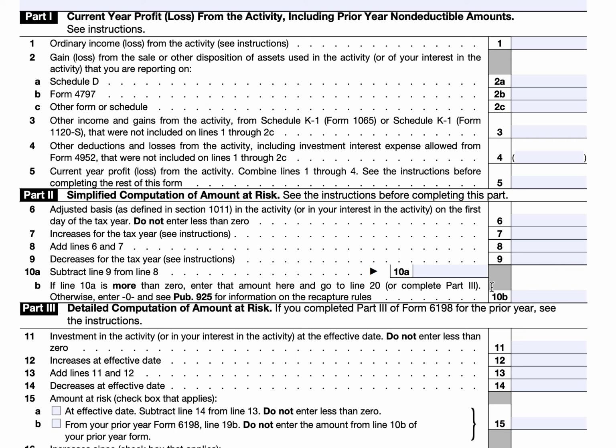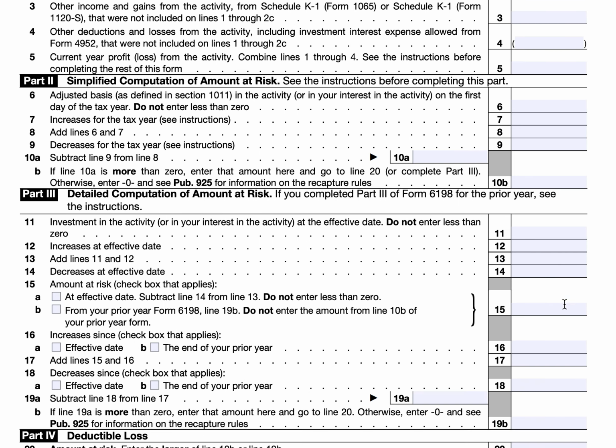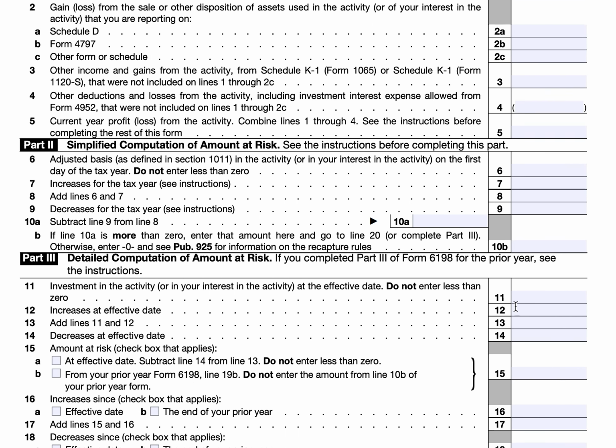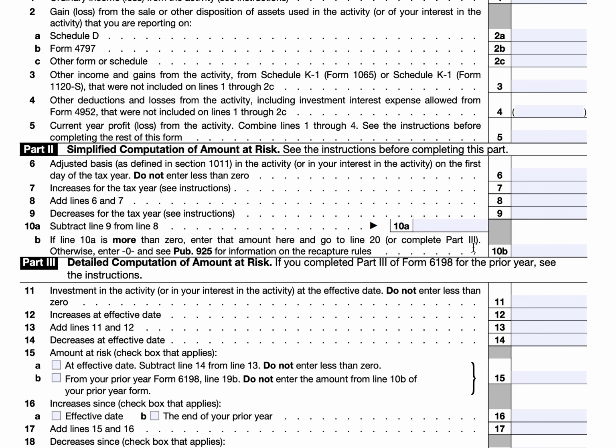And then in line 10A, you'll subtract line 9 from line 8. So far we've taken the beginning of the year at-risk amount, any increases we've added, any decreases we subtracted, and the result now goes on line 10A. For 10B, if this number is more than 0, then you would enter that amount in 10B, and then you go directly to line 20. Otherwise, you enter 0, and then you would have to go to IRS publication 925 for more information on the recapture rules.